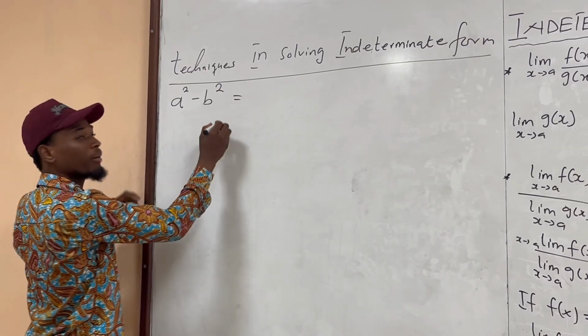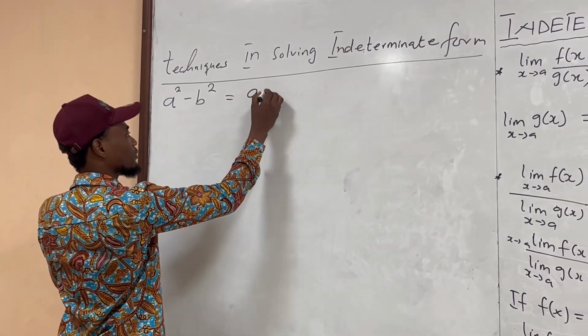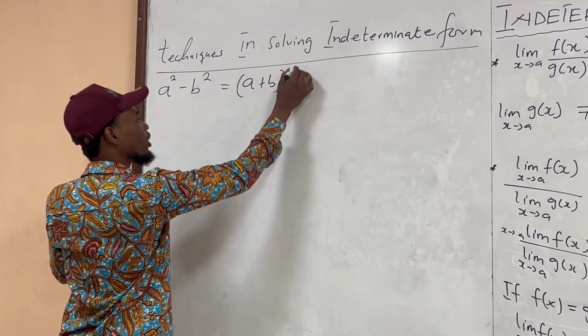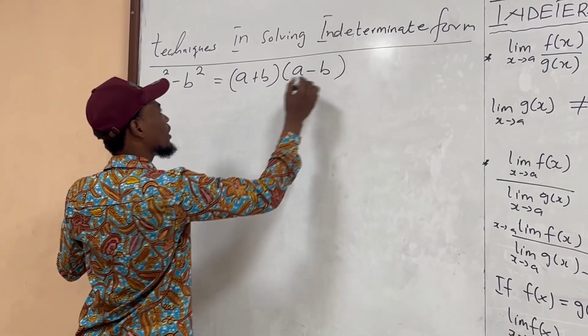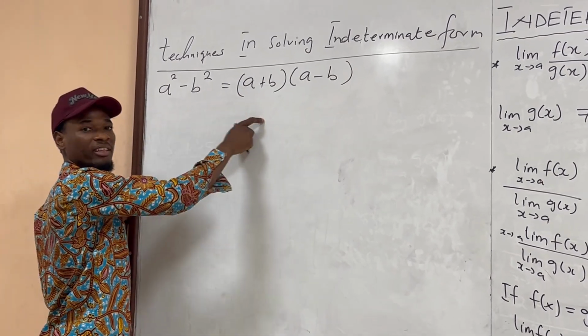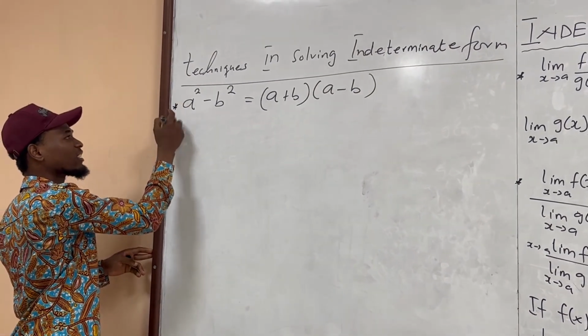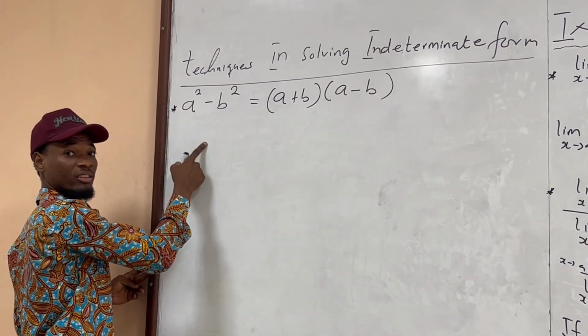So this is the same as: you add them in one bracket, then you subtract them in another bracket. So you add the terms in one bracket, then you subtract the terms in another bracket. This is one identity you should note.